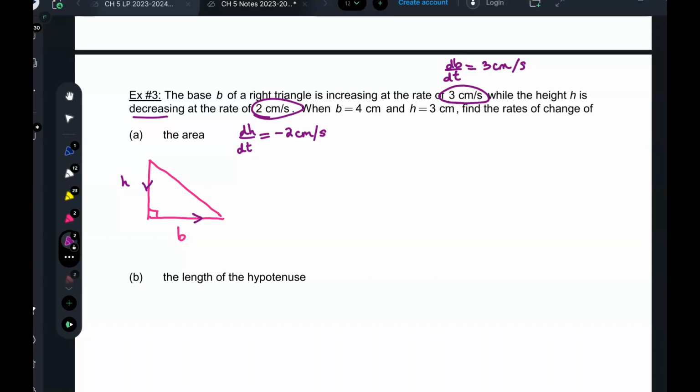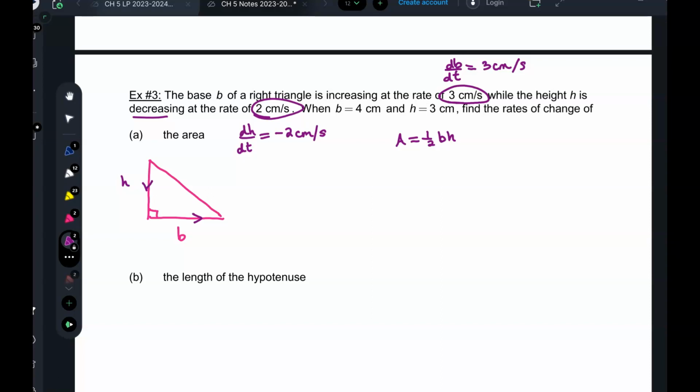When b equals 4 and h equals 3, find each rate of change. So the first one says, I want to find the rate of change in the area. First thing we want to do is write the area formula: 1/2 base times height. I'm not plugging anything in because I don't have anything constant. Is the base changing? Yeah. Is the height changing? Yeah.